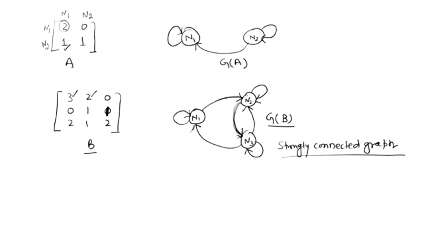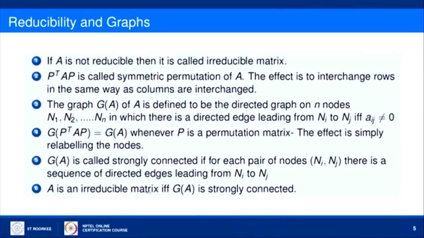If I remove this particular edge, so if I do not take this edge, then this particular graph is not a strongly connected graph. But if I add this edge here, then it becomes a strongly connected graph. So if I see the relation between a strongly connected graph and irreducible matrices, I have a very elegant relation between these two, and that is: A is an irreducible matrix if and only if GA is strongly connected.